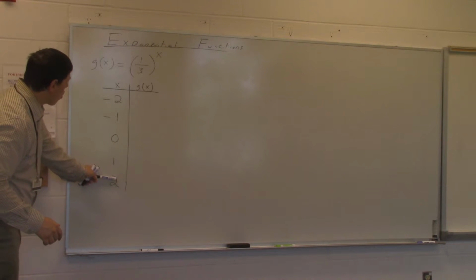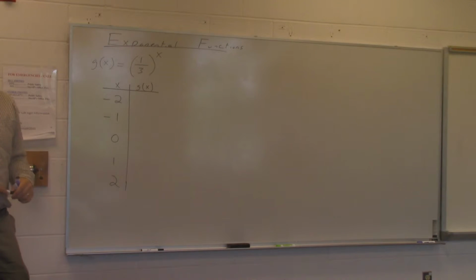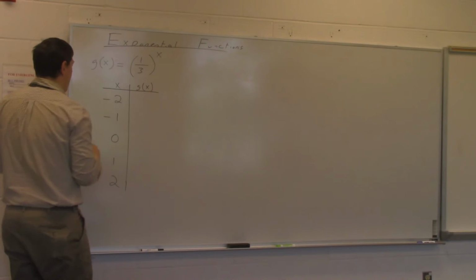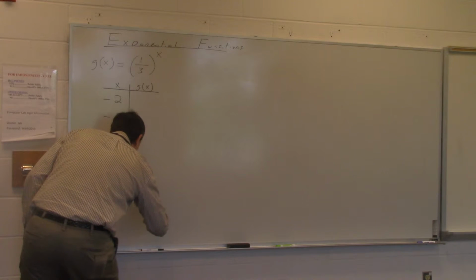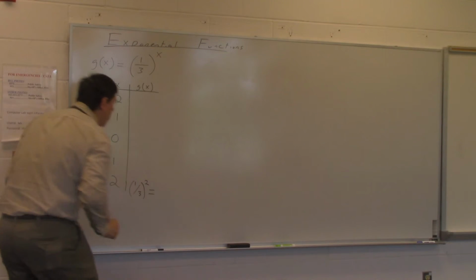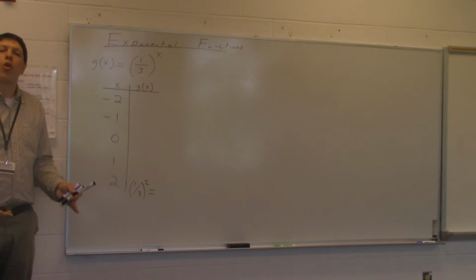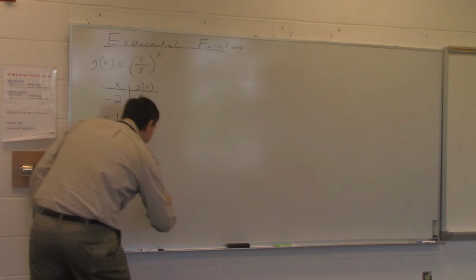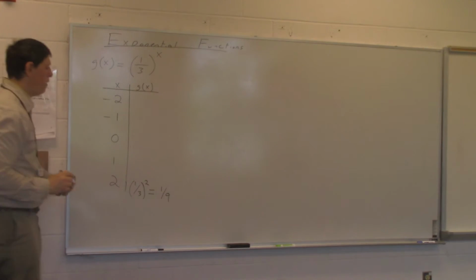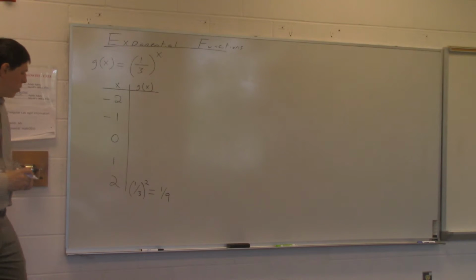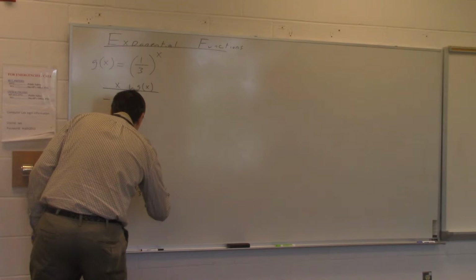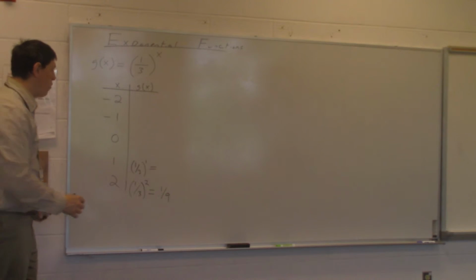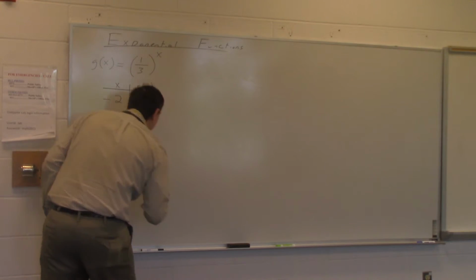I always say work from the bottom up. Work with the positive values, then work with the negatives. If I substitute 2 back in for x, I get 1/3 squared, which just means 1/3 times 1/3. 1/3 times 1/3 is 1/9. If you don't believe me, throw it in your calculator. 1/3 to the first power. Anything to the first is an identity. It's itself. So 1/3 to the first is 1/3.